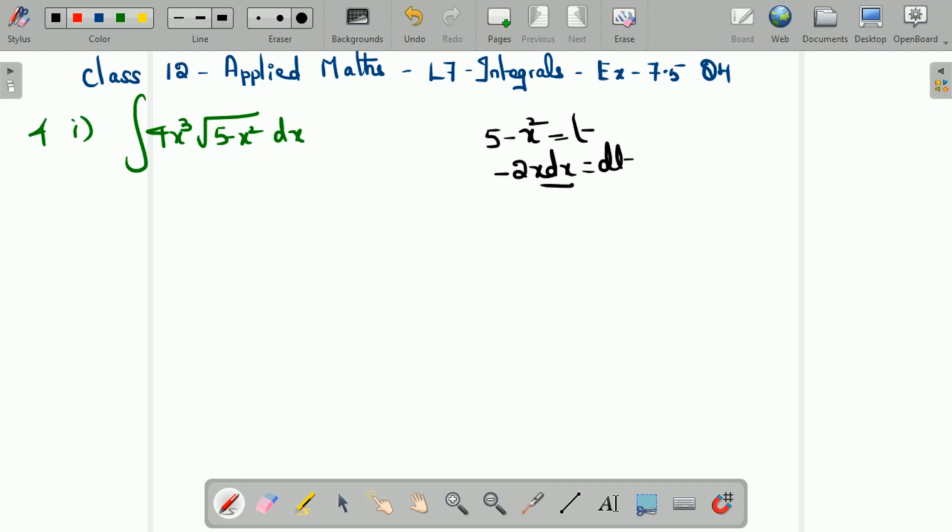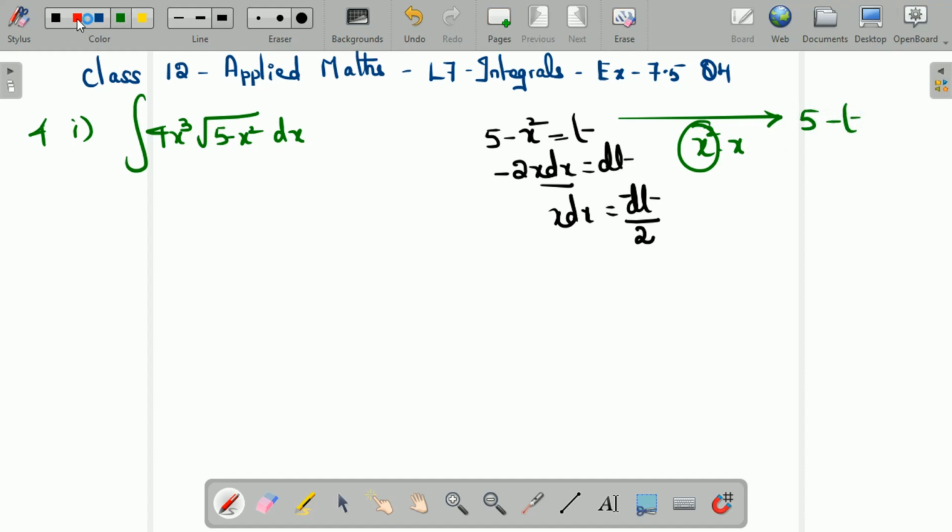Now I'm going to take the value of x dx. Let's find that out. It is going to be equal to minus dt by 2. Now let's look at the integration. I'm breaking this x cube as x squared into x. For x dx, I'm going to substitute minus dt by 2. For x squared, I can find the value to be 5 minus t.